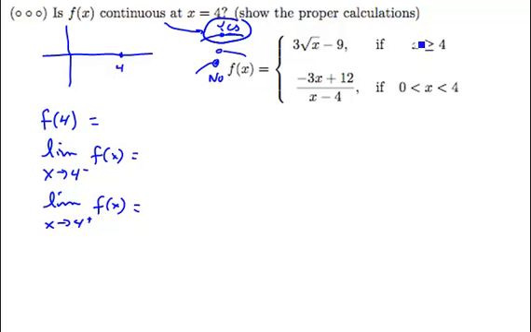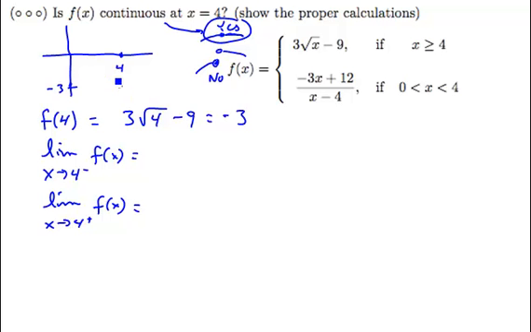I use the top rule when x is 4, so this is strictly a calculation. 3 square root of 4 minus 9. Square root of 4 is 2, 3 times 2 is 6, 6 minus 9 is negative 3. So what I've just discovered on my graph up here is that the function value at 4 is down at negative 3. So the question is, do the limits link up to this value, or do they end up somewhere else?